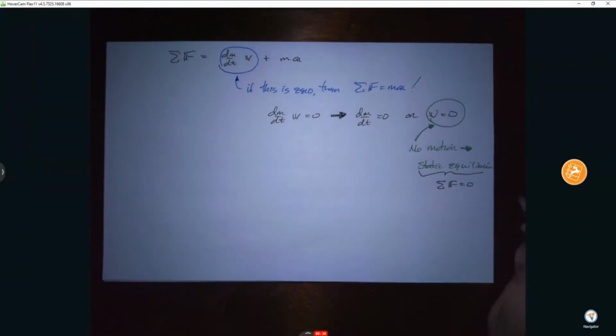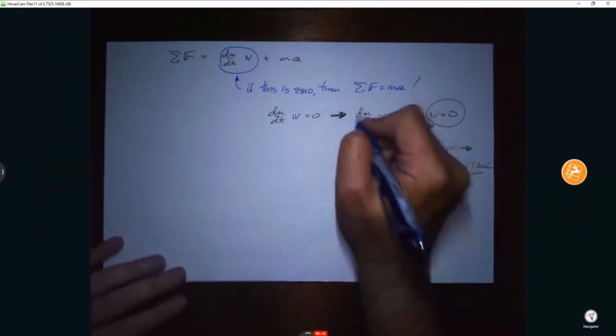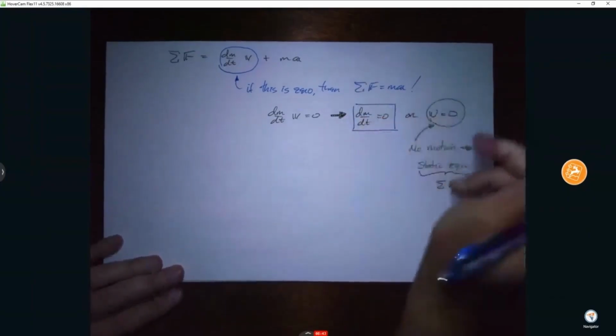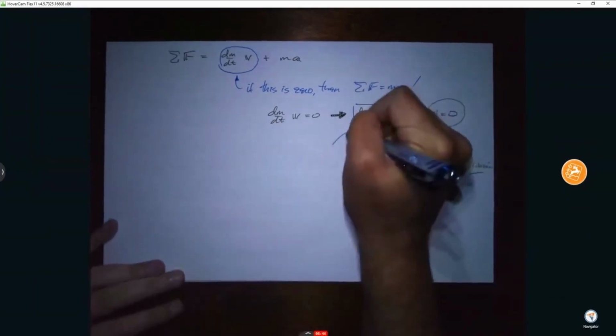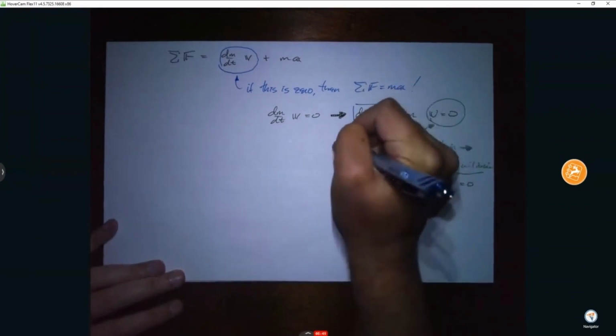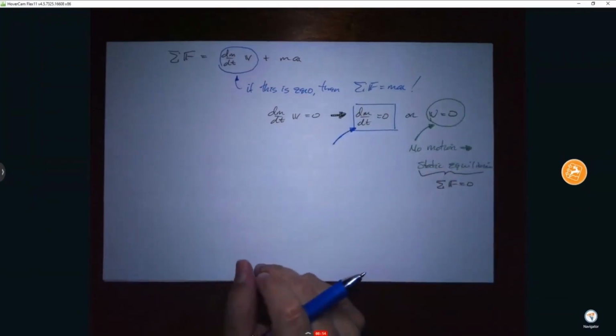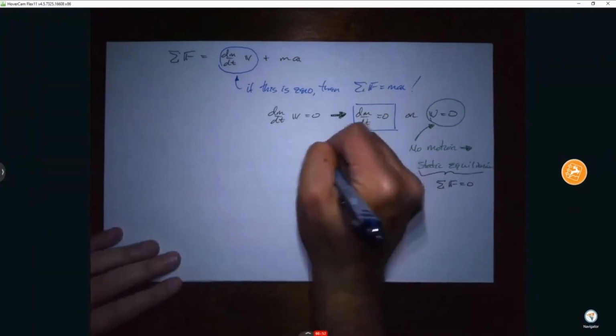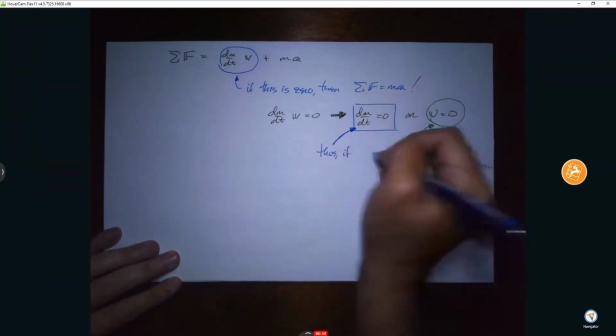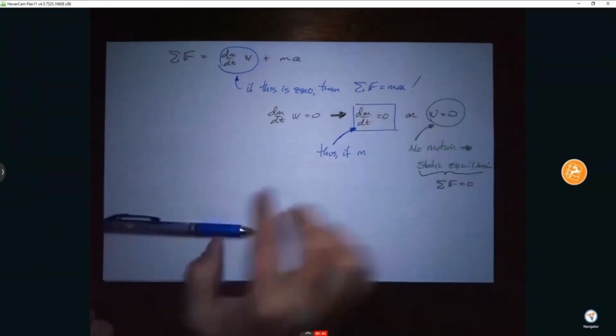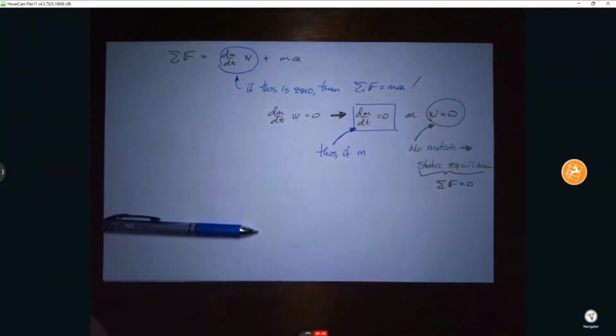And so it doesn't matter if it was ma or the time derivative of the momentum. If the net force is 0, then it's irrelevant which version we have. So what we're left with is essentially this condition here. What it says is that the time derivative of the mass is going to be 0. And so that implies what about the mass? What does a 0 time derivative for a quantity imply?